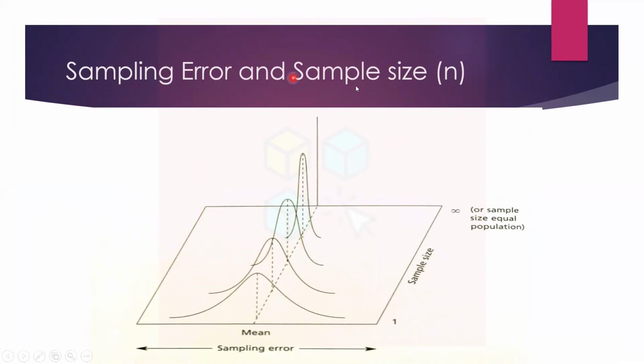Sampling errors and sample size. As we increase the sample size, the distribution of sampling error is in the form of a bell shape, and we are measuring sampling error here. In the center there is the mean, and the tails are spread. The tails are far away from the central value, the mean. So there is more sampling error.